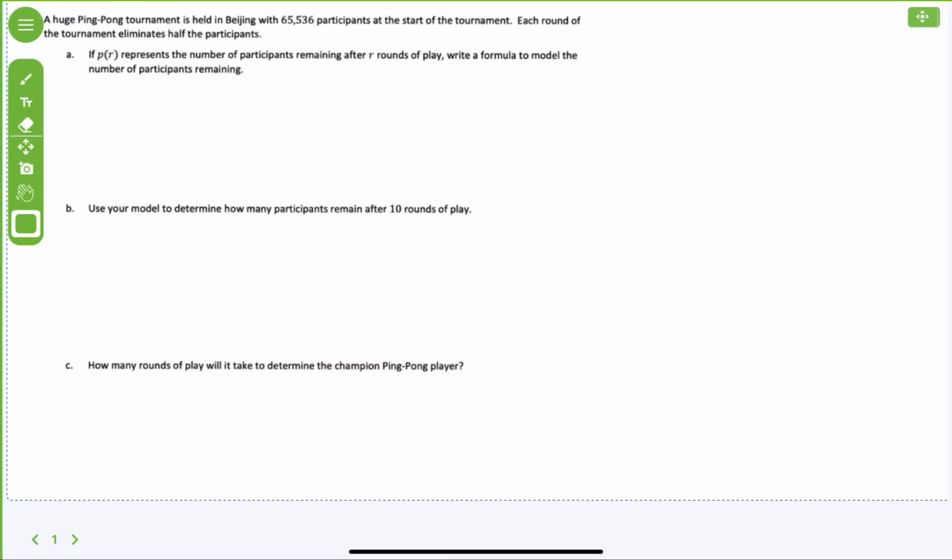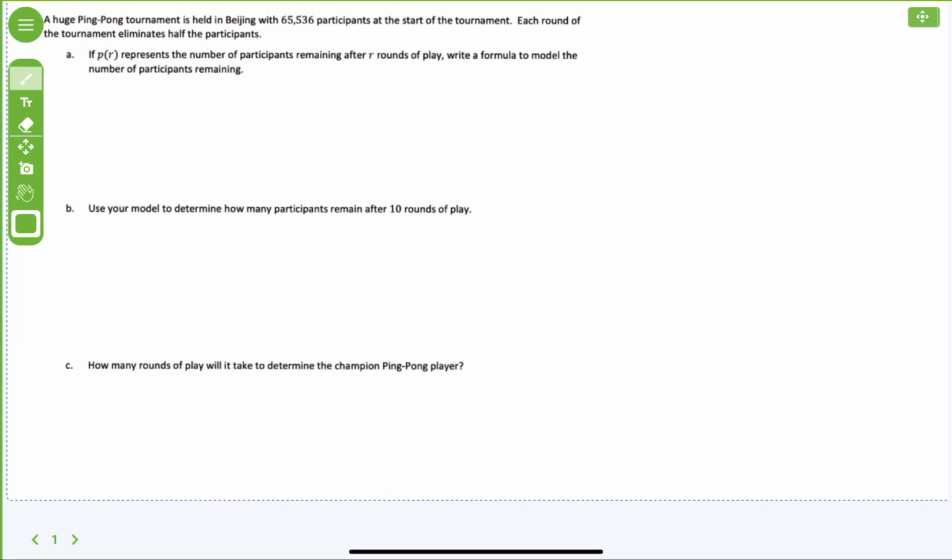Algebra 1, Module 3, Lesson 7, exit ticket. And it says, a huge ping pong tournament is held in Beijing with 65,536 participants at the start of the tournament. Each round of the tournament eliminates half of the participants. If P of R represents the number of participants remaining after R rounds of play, write a formula to model the number of participants remaining.